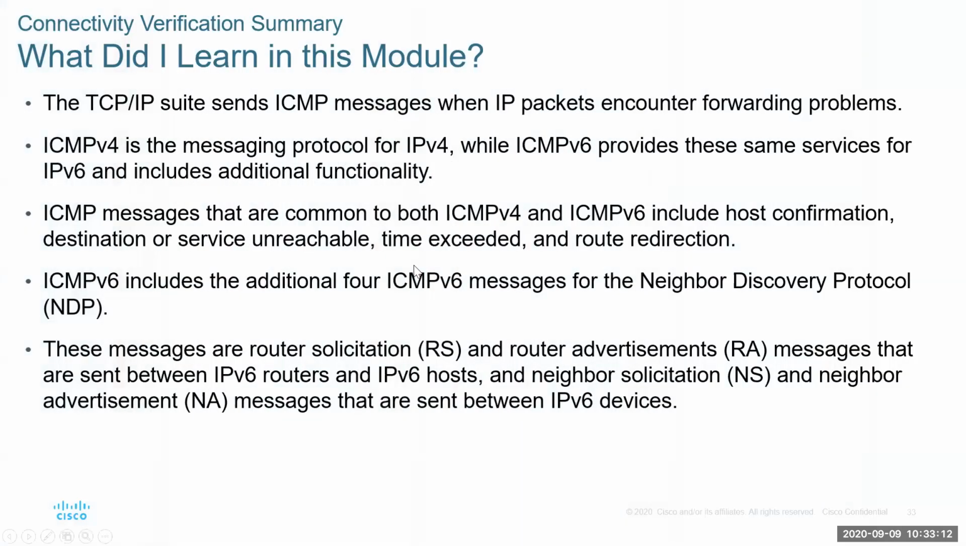So when doing connectivity verification testing, you can use ICMP packets to test whether IPv4 or IPv6 is hitting forwarding problems. ICMP is the messaging protocol for IPv4, and ICMPv6 is for IPv6. IPv6 has some extra features. For example, it allows you to do network discovery as well as send router solicitations and router advertisements. Remember that that's between a router and a host, and the neighbor solicitations and neighbor advertisements are between IPv6 hosts.